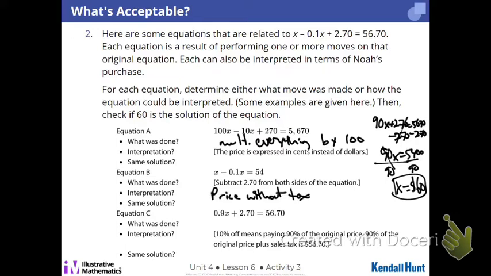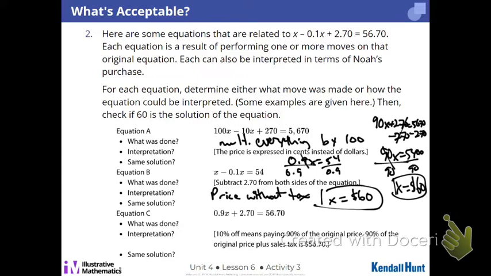So if I combine like terms, I get 0.9x equals 54. Divided by 0.9. And dadgummit, look at that. It's still $60 jeans still. JP, did I not? All right, equation C. Stop. Please stop. What did they do to equation C to make that one happen?